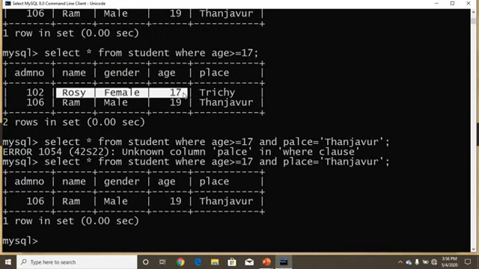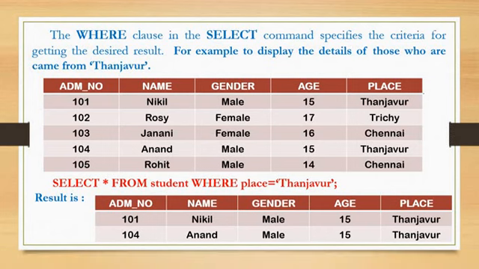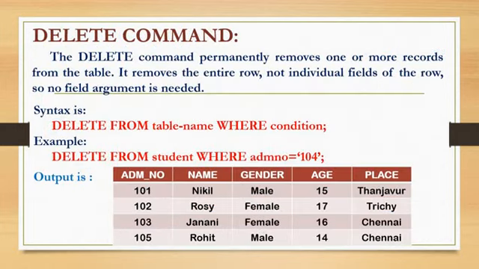Then we are going to discuss the delete command. The delete keyword is used to delete a particular record. The record will be permanently removed from the table. What is the syntax of delete? Delete from table name where condition.